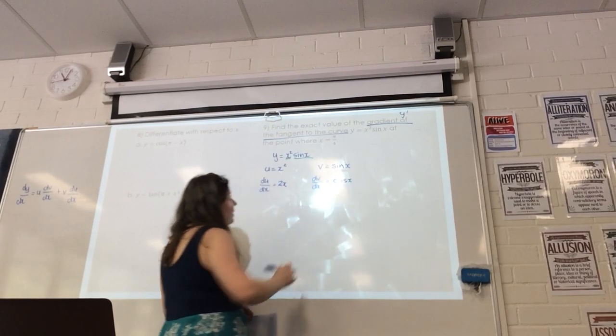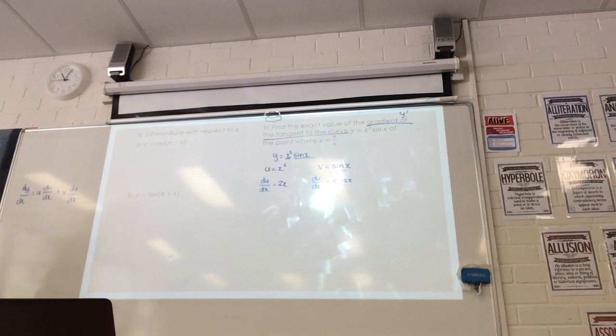So just to clarify, if you did sub in pi on 4 originally, you'd come up with a constant. So when you differentiate that, that would become 0. So it doesn't make sense to do that, right? We always substitute after we have the gradient.